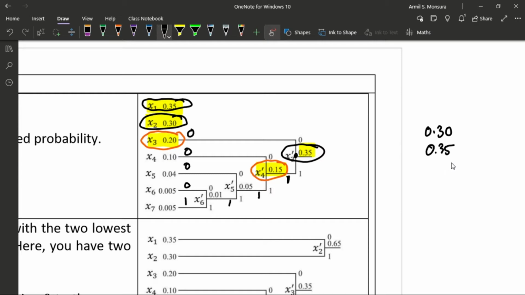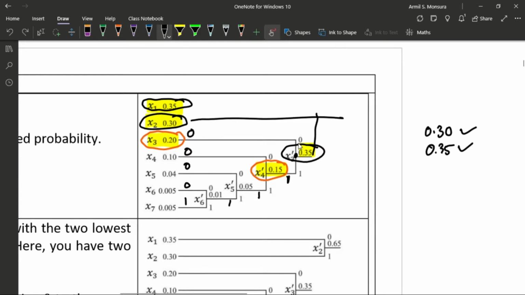If I combine the two lowest probabilities, I can combine these two, or I can also combine this one, X1 and X2. I can combine either because, looking at the two lowest probabilities, there are only two values left, 0.30 and 0.35. So I have the option of combining X1 and X2, or my other choice is to combine X2 with X3 bar. Those are my two options here.